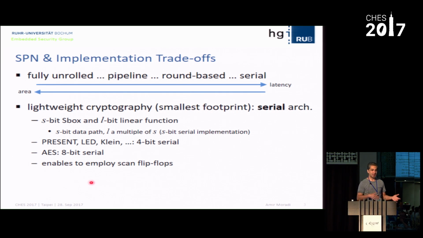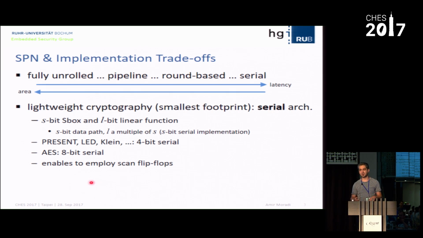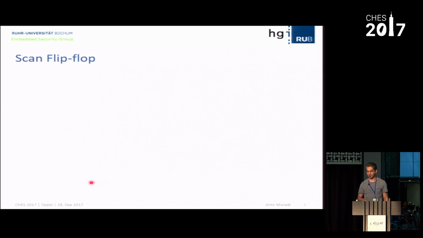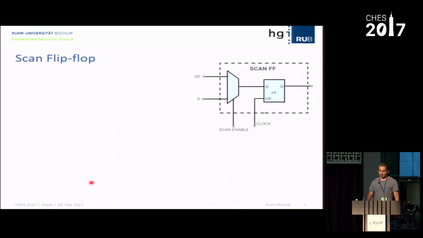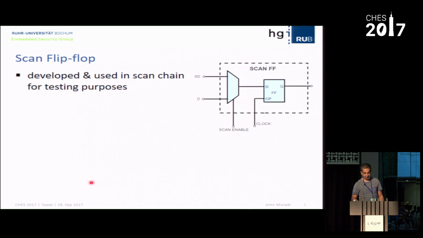What is also done in most of the implementations of lightweight cryptography up to now, in the smallest footprint, is the use of scan flip-flops. First of all, what is a scan flip-flop? A scan flip-flop is made by a flip-flop and a multiplexer. It was developed not particularly for lightweight cryptography. It was developed many years ago for testing purposes.